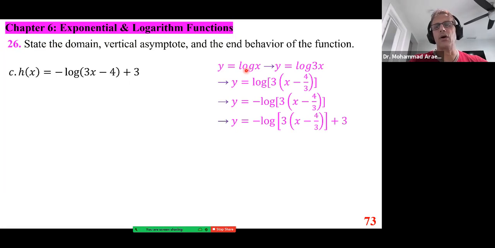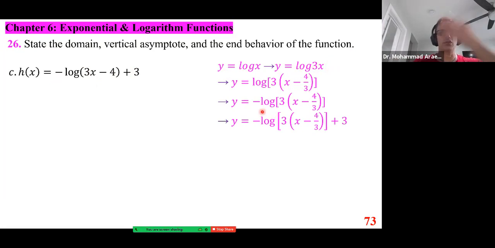So first we have a log, and we make it log of 3x. So it's been getting larger by a factor of 3. It's been expanded by a factor of 3. Now 3x minus 4, we factor out the 3, we get minus 4/3. That means it's been shifted to the right by 4/3. And that's important. What is your asymptote? Set this one equal to 0, x equals 4/3. Now this negative acts and it flips over.